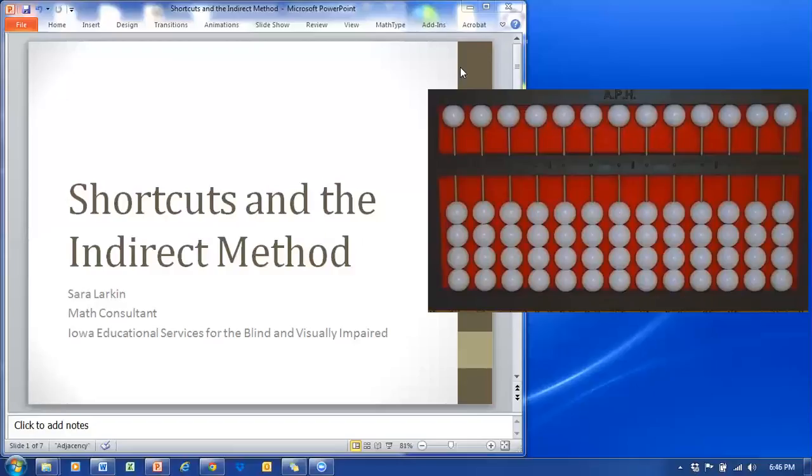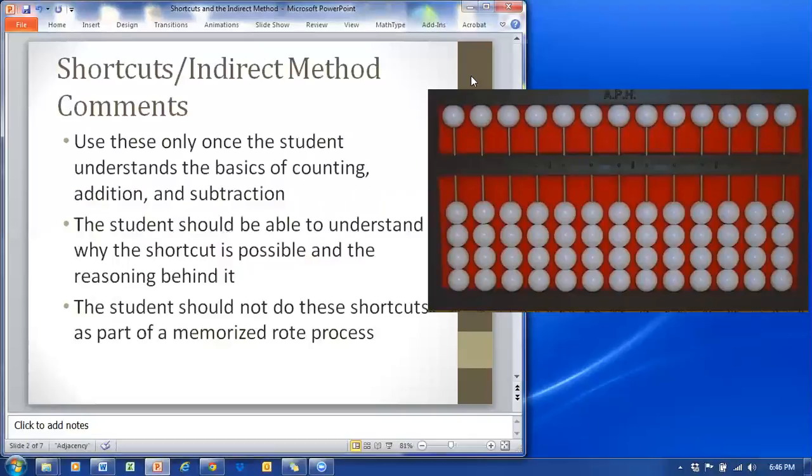Hello, my name is Sarah Larkin, and this video is going to discuss some of the shortcuts that can be used, including the indirect method on the Cranmer abacus.